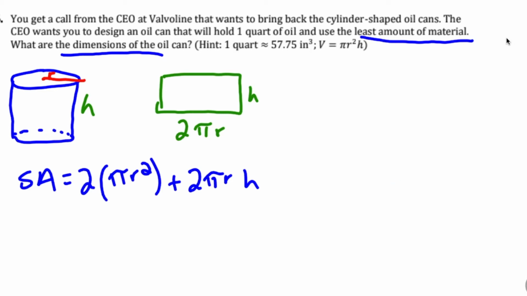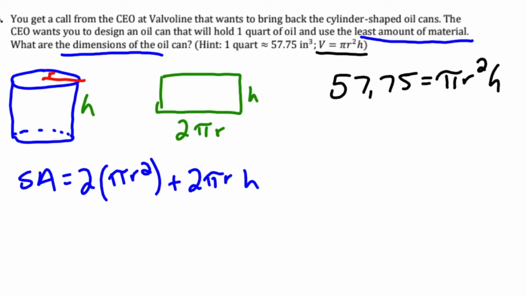So the secondary equation is what we will have to use to make this have one variable. Okay, so I'm going to solve for h because I already have a couple of r's in there, so that'll give me the least amount of work. So I'm going to use this volume formula, but I already know the volume of this can has to be 57.75 cubic inches. So I'm going to say 57.75 has to equal pi r squared h. So what I'm going to do is just solve this for h, so I only have one thing to plug it in for here.